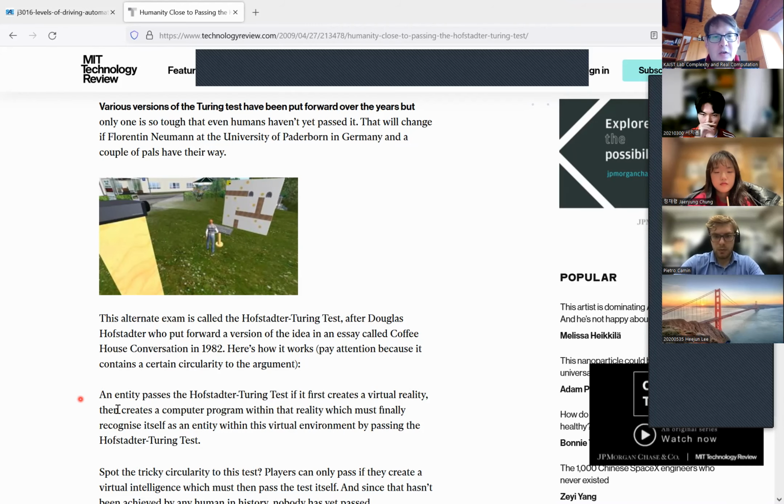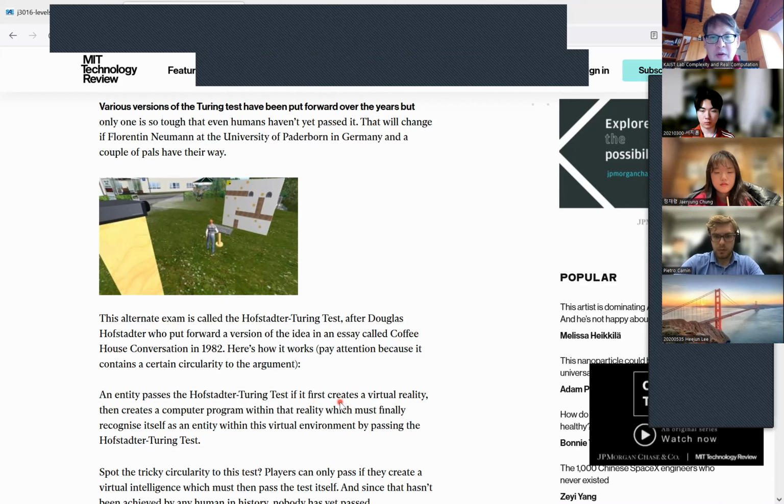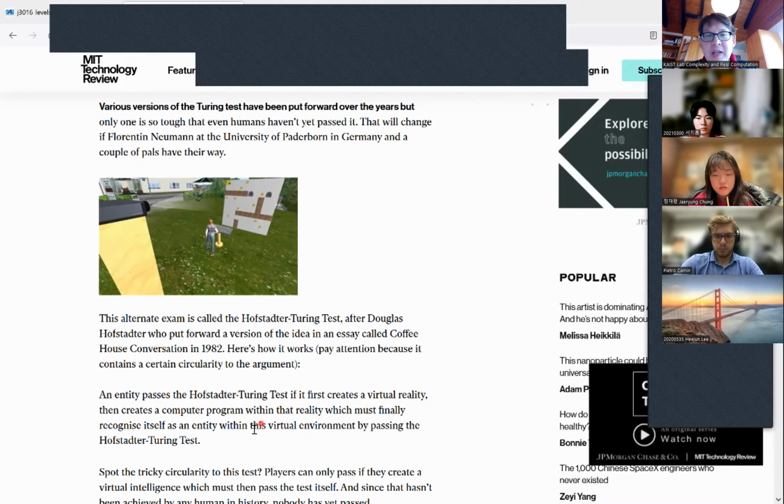An entity passes the Hofstadter test if it first creates a virtual reality, then creates a computer program within that reality, which must finally recognize itself as an entity within this virtual environment by passing the Hofstadter test. So this was proposed in 1982, and you see how it is a recursive definition. In order to pass the Hofstadter test, you have to create a virtual reality and a program within that reality that in turn must pass the Hofstadter test.